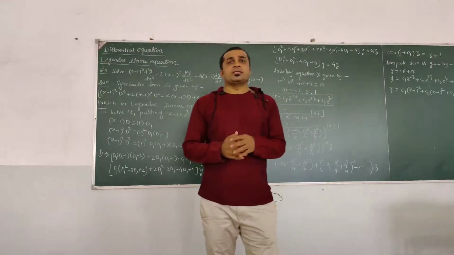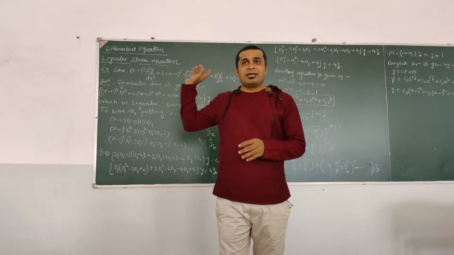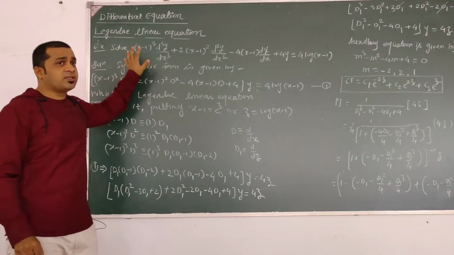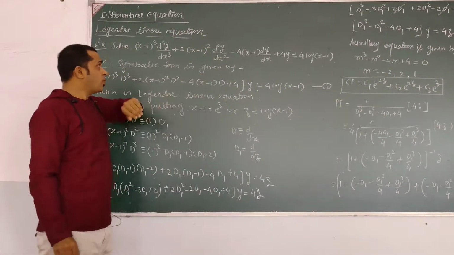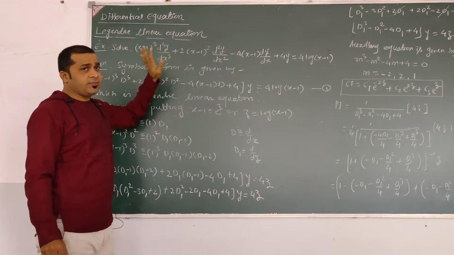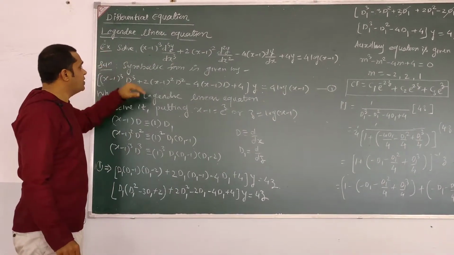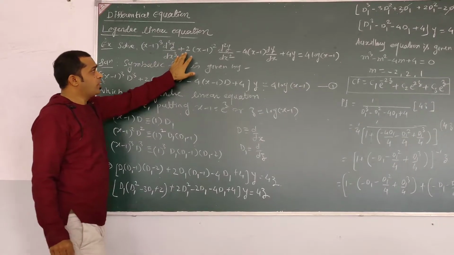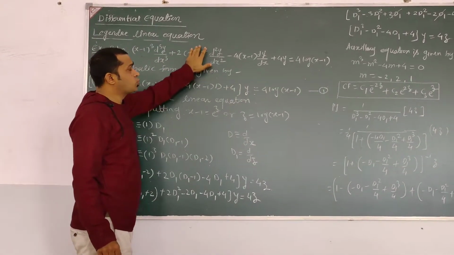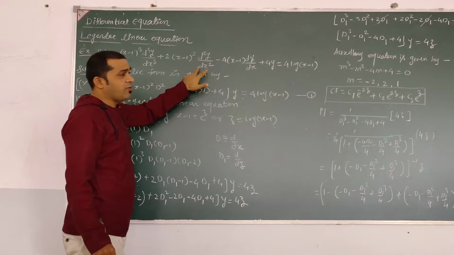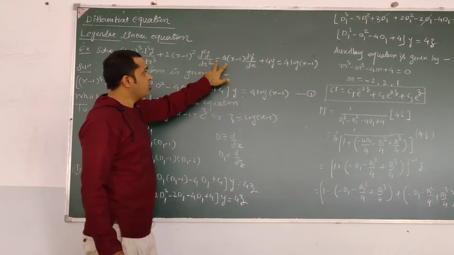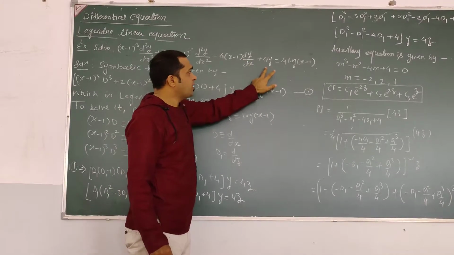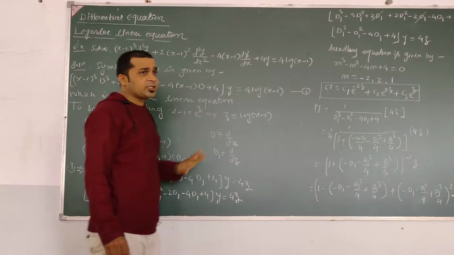Okay, today we are seeing the example on Legendre linear equation. Let us see. We have an example of third order because d cube y by dx cube is here. If you observe, the problem is (x minus 1) cube d cube y by dx cube plus 2 (x minus 1) square, the second derivative of y with respect to x, minus 4 (x minus 1) first derivative of y with respect to x plus 4y equals 4 log of (x minus 1).